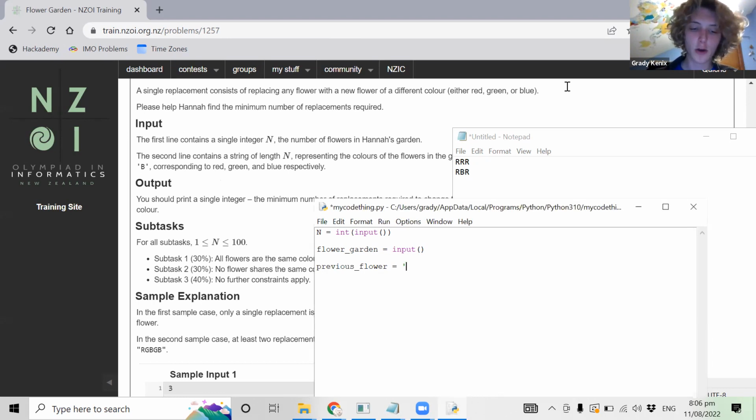Actually, no, right now it's going to start off as an X because there was no previous flower. We start at the very left and we're going to move through. So we've got our previous flower being X. It's unknown. And now for flower in flower garden. So this is the way that you loop through.